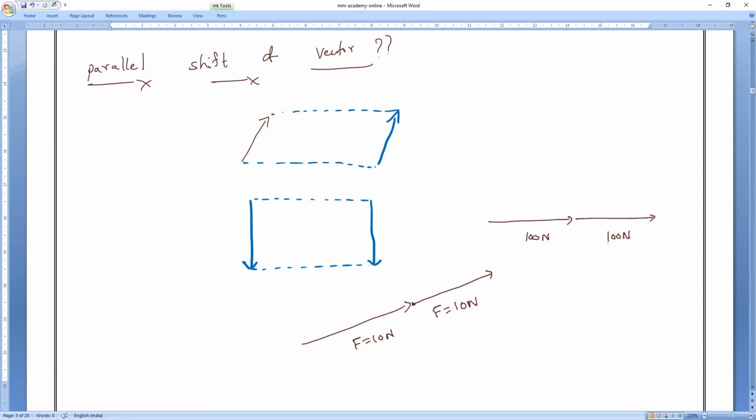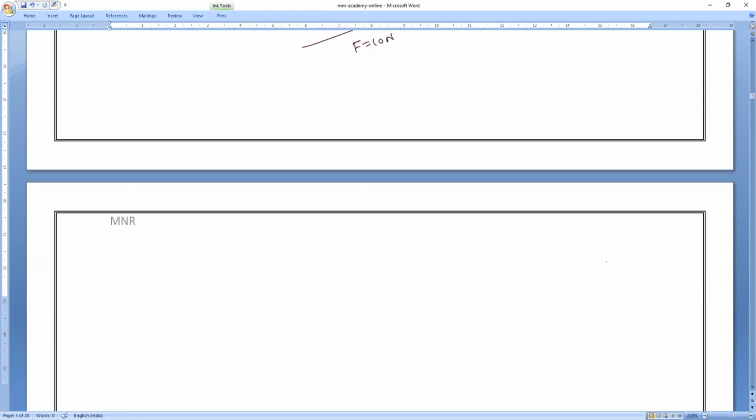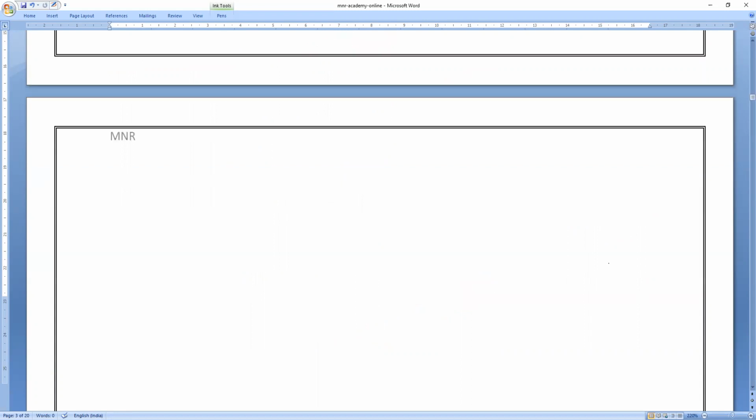Of course, parallel shift is important. Why? Whenever we are finding the addition or the angle between any two vectors, we can find it only by extending the parallel shift. So shall we start now, everybody? Yes, sir. So the concept we are going to study is the angle between two vectors.